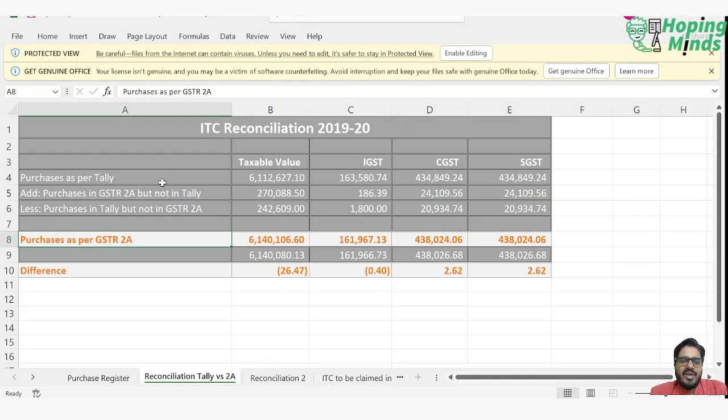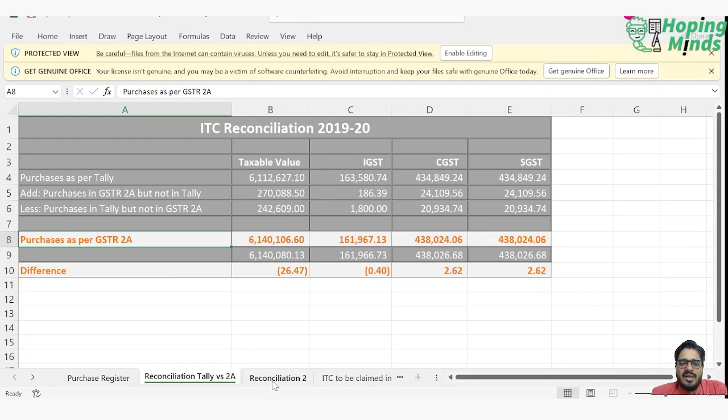So we have arrived at the purchases as per our GSTR 2A register, that is 61,40,106.60, and the corresponding taxes are 1,61,967.13 and 438,024.06 under Centre and State heads. So this should have been the purchases as per GSTR 2A as per our reconciliation, but the actual amount is a little different. This could be due to rounding off effect. So this is the reconciliation between the books and the GSTR 2A.